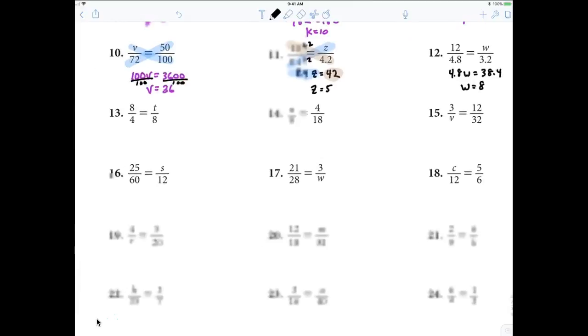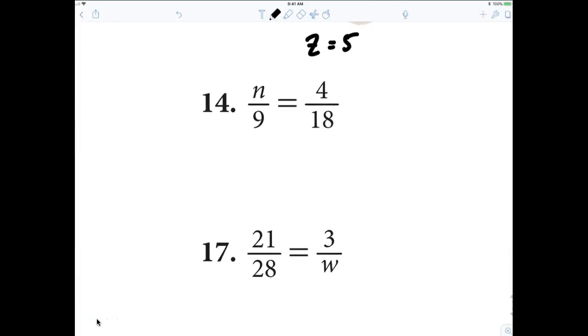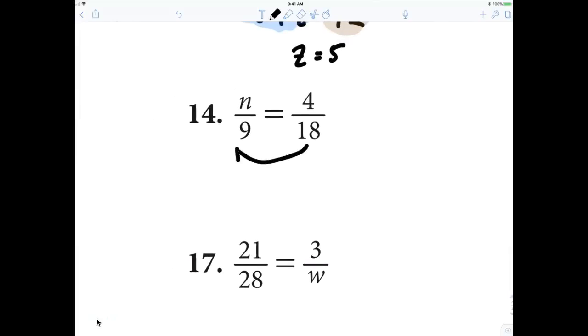Allison, how are you feeling about it? All right, so number 13, I just did what? It's times 2. We multiplied by 2, so T equals what? 16. I think that's important. All right, 14 should be easy. Now notice I'm going from 18 to 9, so I'm doing what? Divide by 2. So N is equal to what? 2.